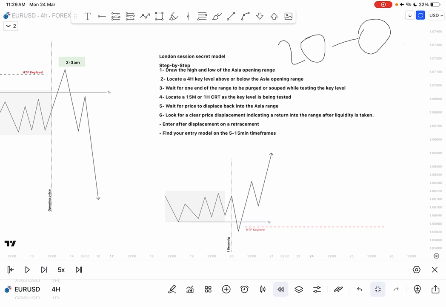Wait for price to displace back into the Asian range. Look for a clear displacement indicating a return into the range after liquidity is taken. After displacement on the retracement, find your entry model on the 5 to 15 minute time frame.